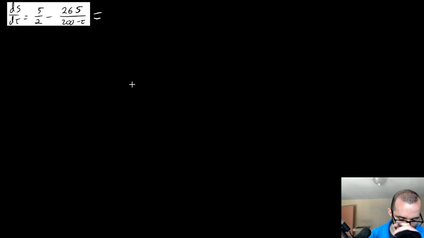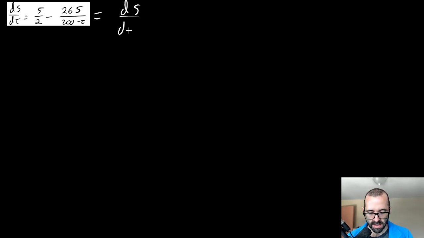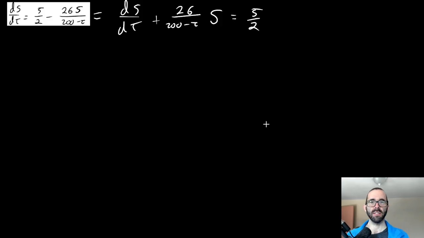All right, how do we solve this? Well, let's get it in standard form first. ds/dt, we'll add this over to both sides and rewrite it as 26 over 200 minus t times s equals 5/2. See how s-y this looks? I did a good job. Also, I don't want to write an equal sign there. Let's write an arrow. This is what it becomes. Now we have things in standard form, right? This is our g of t.